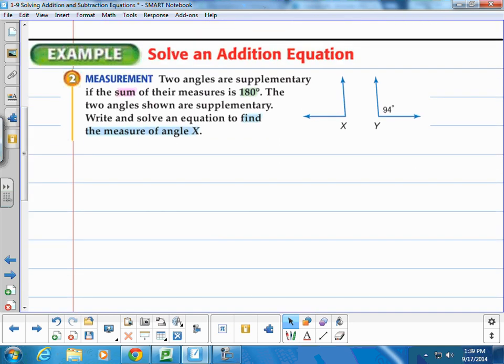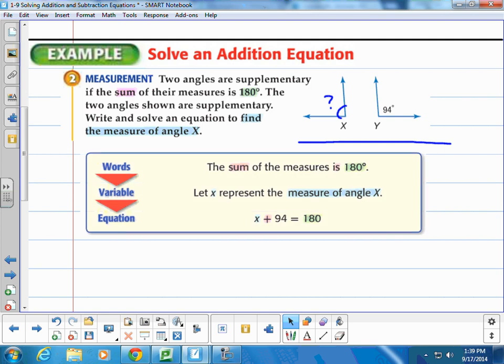Here's another one, and we'll try some subtraction problems as well. Two angles are supplementary if the sum of their measures is 180 degrees. The two angles shown on the right here are supplementary, meaning they should add up to 180. Write and solve an equation to find the measure of angle x. So we have our variable. We're looking for this. This is what we don't know. We're looking for that measure.